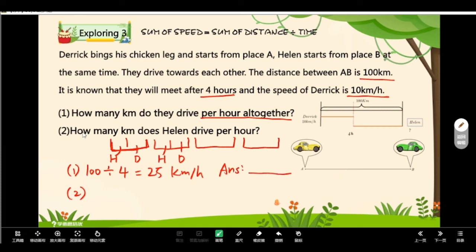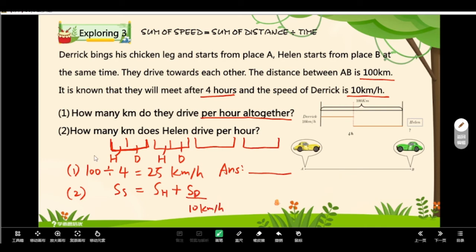And question 2, how many km does Helen drive per hour? So this time the question is also asking about the speed of Helen. We already know the sum of speed, and the sum of speed equals the speed of Helen plus the speed of Derek, right? So we already know that the speed of Derek is how much? Is 10 km per hour.